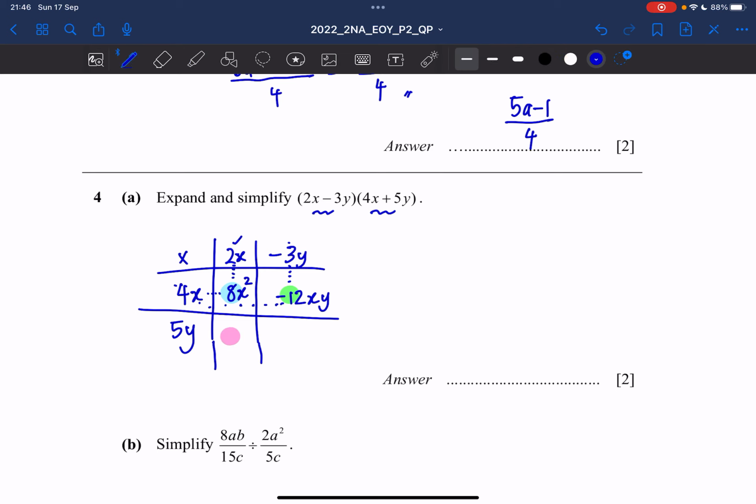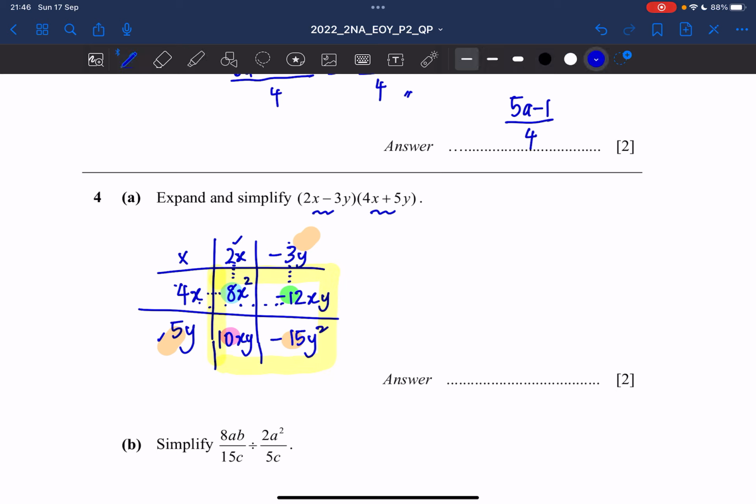So 2 times 5 is 10xy. Then the last one is connected by 3y, negative 3y and 5y. So negative 3 times 5 is negative 15y squared. Then what we do is, we take this box. Let me highlight for you, maybe I use yellow.